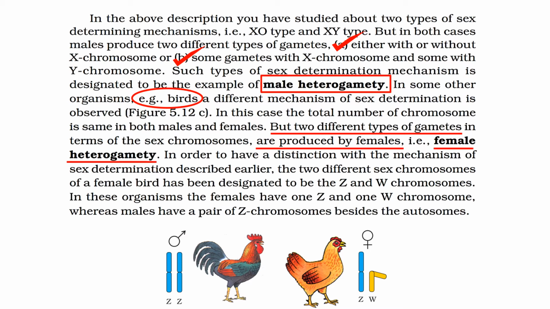In order to distinguish this type of sex determination, the two different sex chromosomes of a female bird are denoted as Z and W chromosomes. In these organisms the females have one Z and one W chromosome, whereas males have a pair of Z chromosomes, that is two Z chromosomes besides the autosomes.